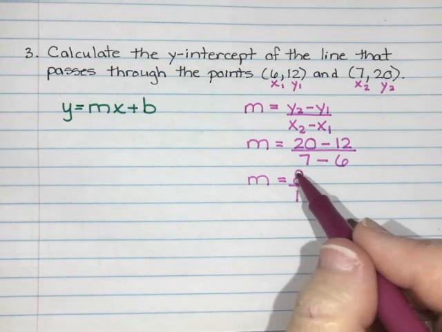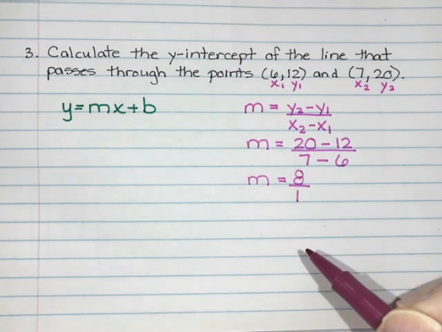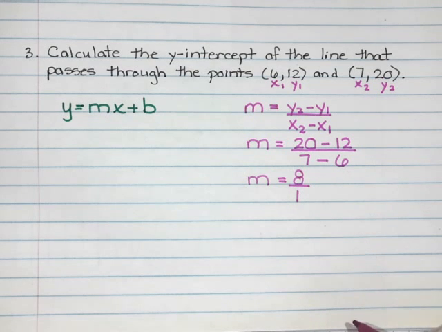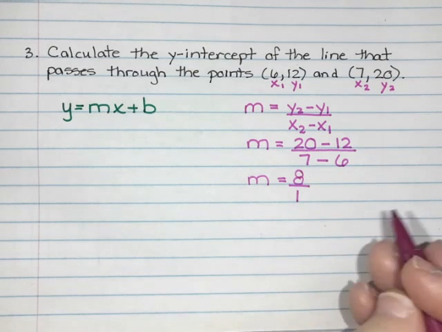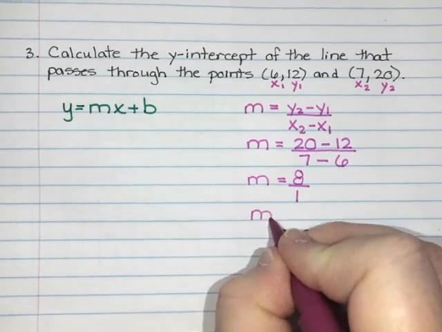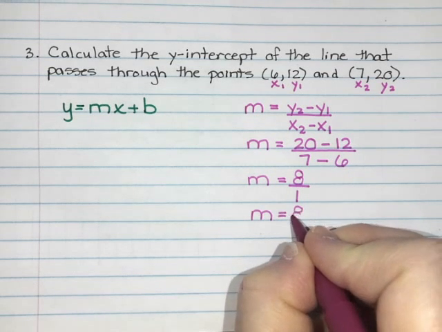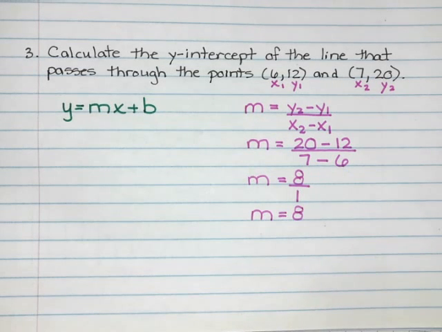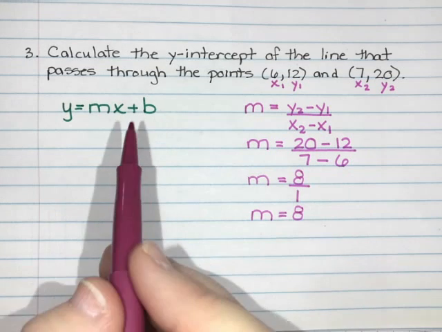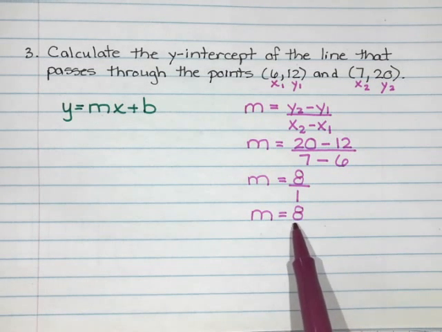Now, I could leave it as 8 over 1. If I wanted to graph this, it's better to have it as 8 over 1. But 8 divided by 1 is just 8. So I think I'm going to just write this as 8 to make it a little bit easier. So I now know that the slope is 8.